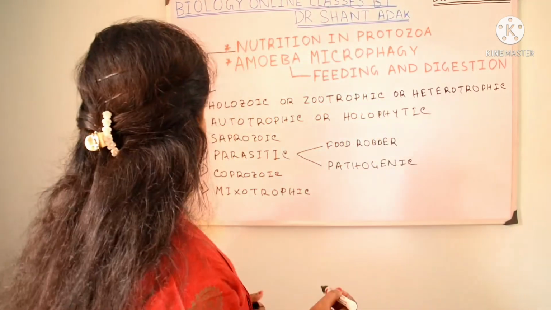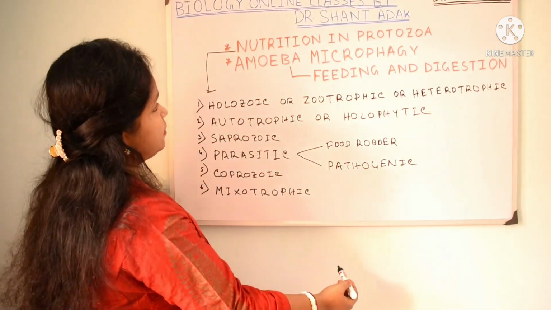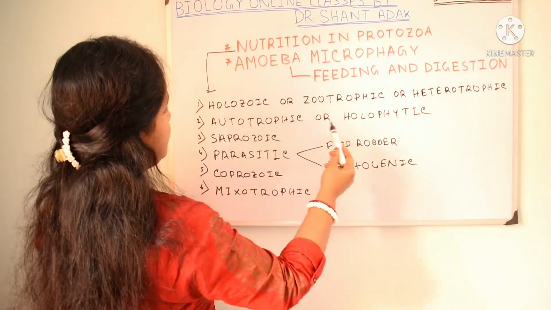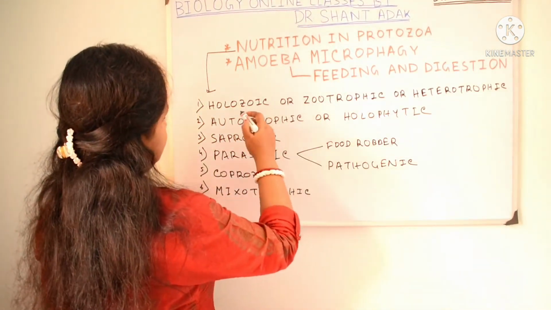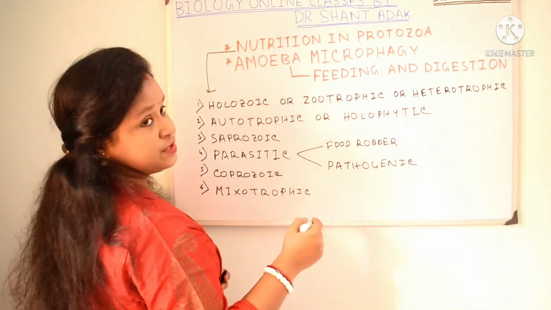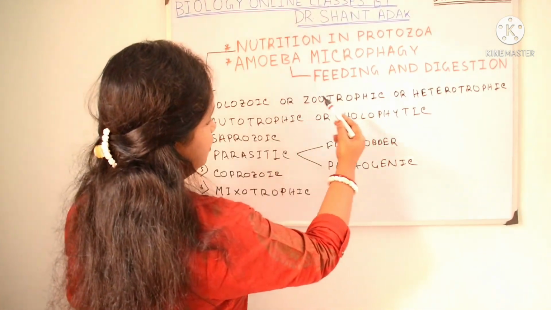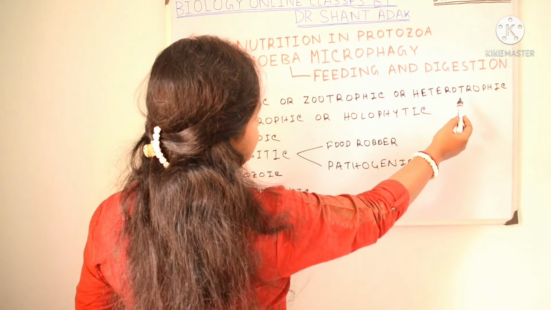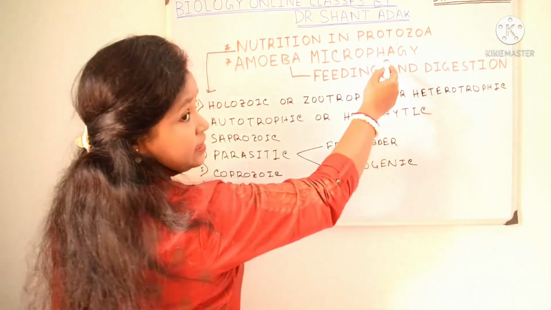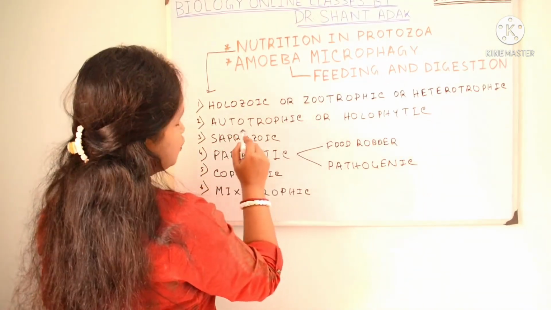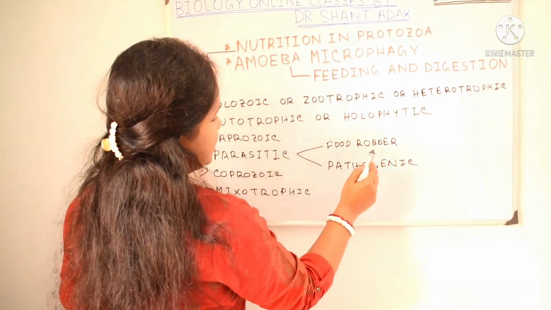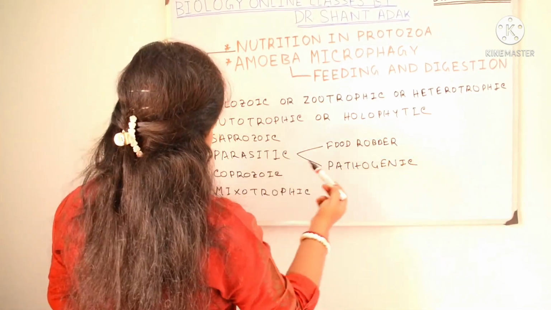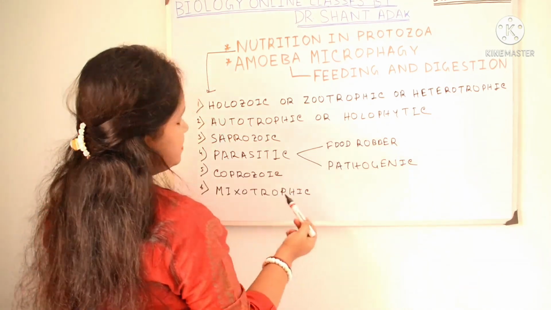These are the 6 types of nutrition found in protozoa. In a nutshell: holozoic or zootrophic or heterotrophic, which will be discussed now in amoeba; autotrophic or holophytic; saprozoic; parasitic, of 2 types, food robber and pathogenic; coprozoic; and mixotrophic.